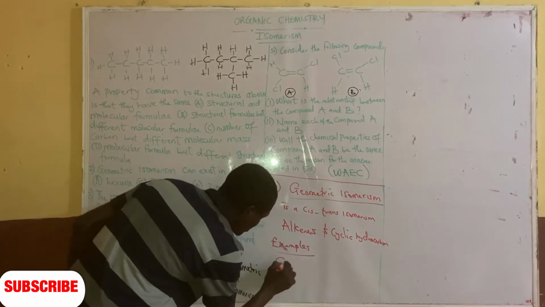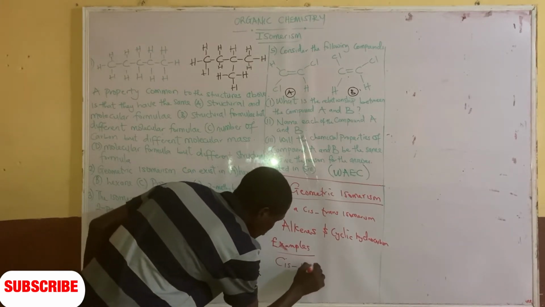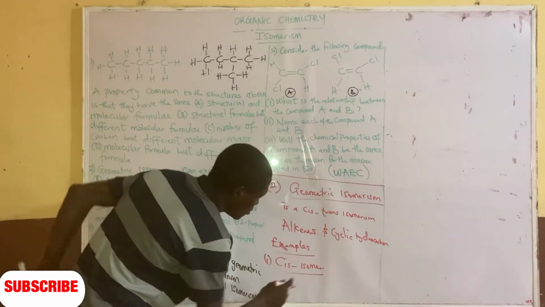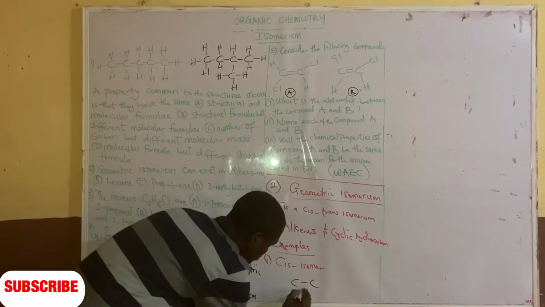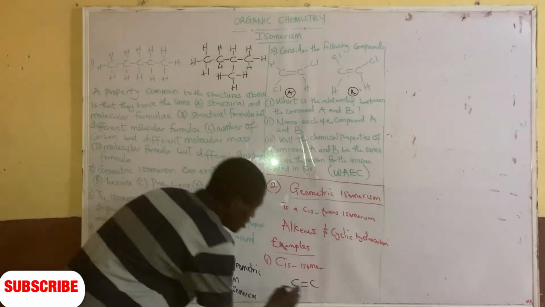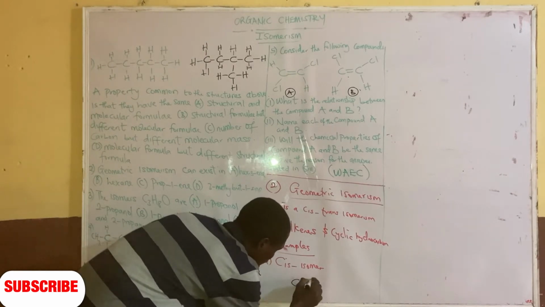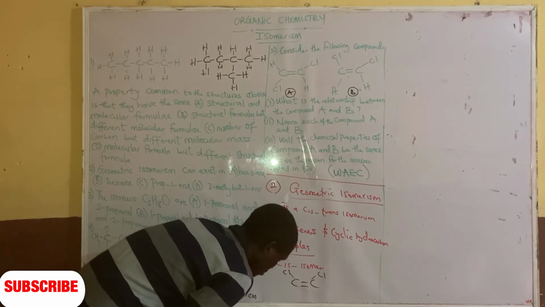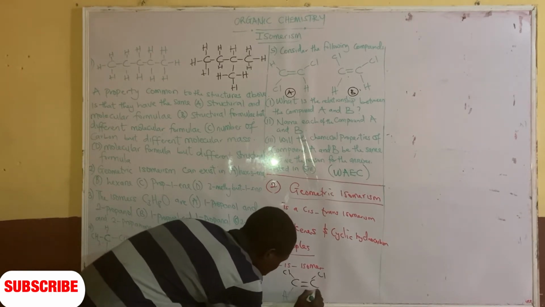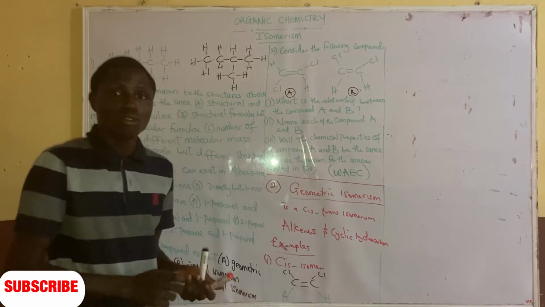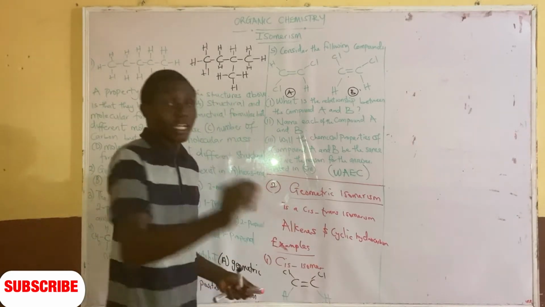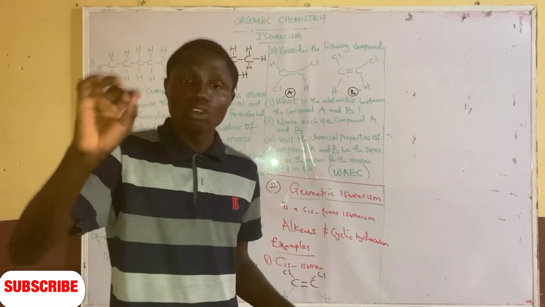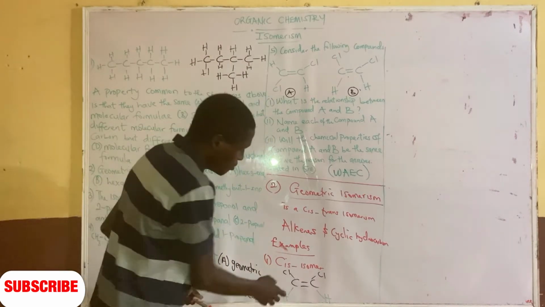Now, for example, for the cis isomer, we can find the example in C double bond C, and we have chlorine on one side and hydrogen on one side. Now, we have this alkene group. You can see an alkene group having a double bond. An alkene is a hydrocarbon with a carbon-carbon double bond.